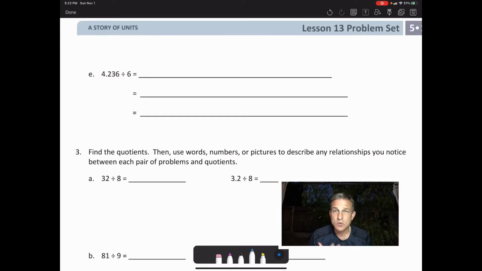So on E, we can strategize. We can break up using the distributive property the best units to go with dividing by 6. So let's take this example. We have 4 and 236 thousandths divided by 6.